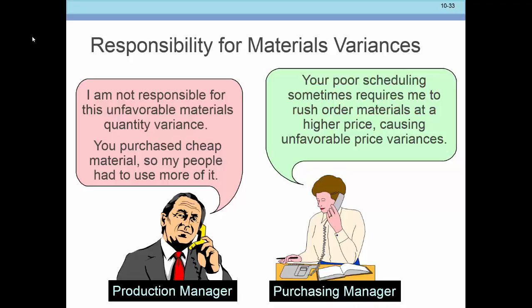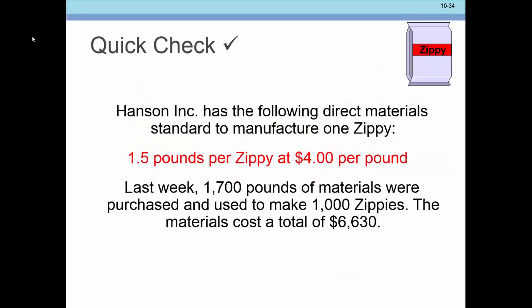Okay? All right. Okay, so we come over then, and let's go ahead and try this one. I'm going to put this one over here, but I'm also going to ask for some help. So now we're going to practice the same thing with the materials for this Zippy company, or whatever the name, Hansen company is making up these Zippies.